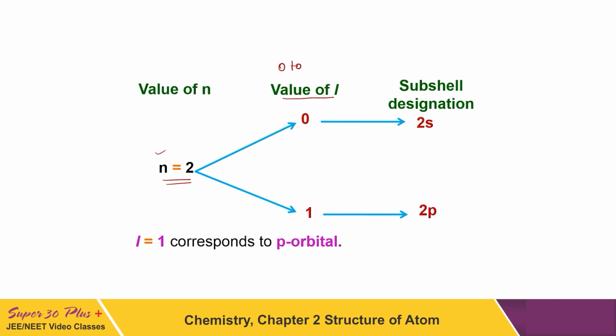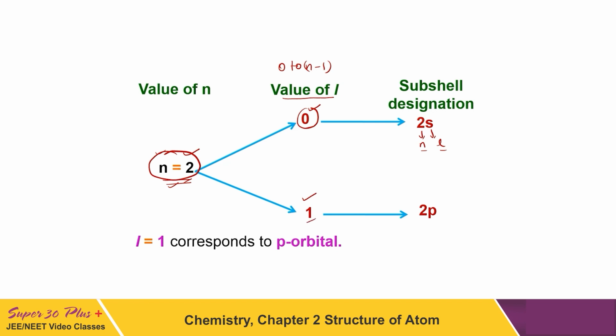0 to n minus 1. So that is 0 and 1, one lesser than 2. When l is 0, the principal quantum number is 2, so the shell is second and l is 0. So it is 2s. This is n, this is l. 2s. For n equal to 2, the value of l can also be 1.